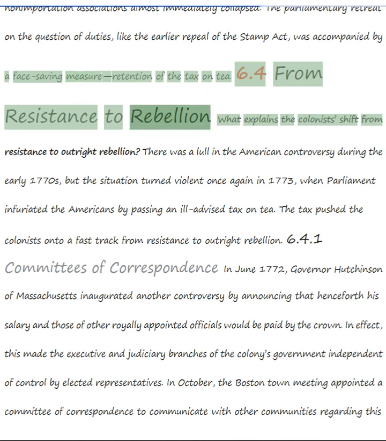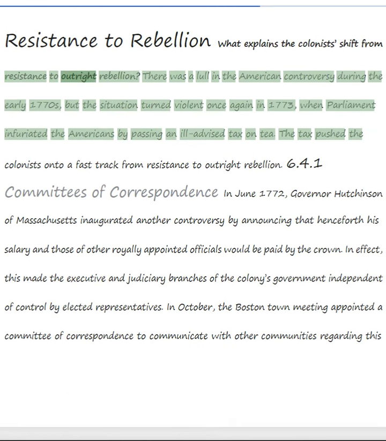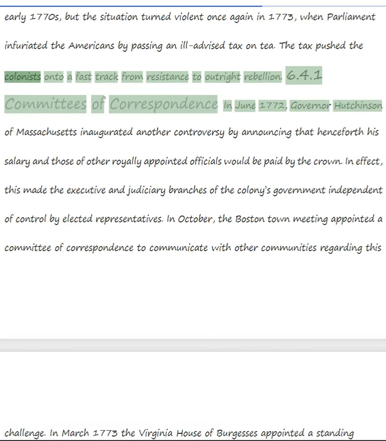6.4 From resistance to rebellion. What explains the colonists' shift from resistance to outright rebellion? There was a lull in the American controversy during the early 1770s, but the situation turned violent once again in 1773, when Parliament infuriated the Americans by passing an ill-advised tax on tea. The tax pushed the colonists onto a fast track from resistance to outright rebellion.